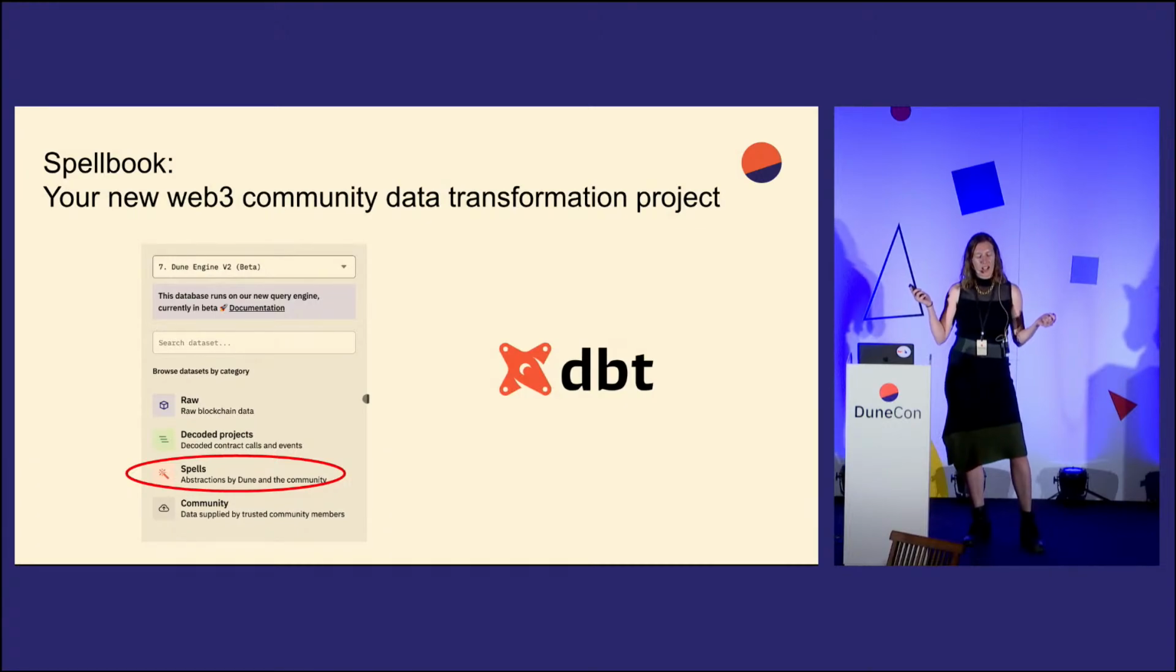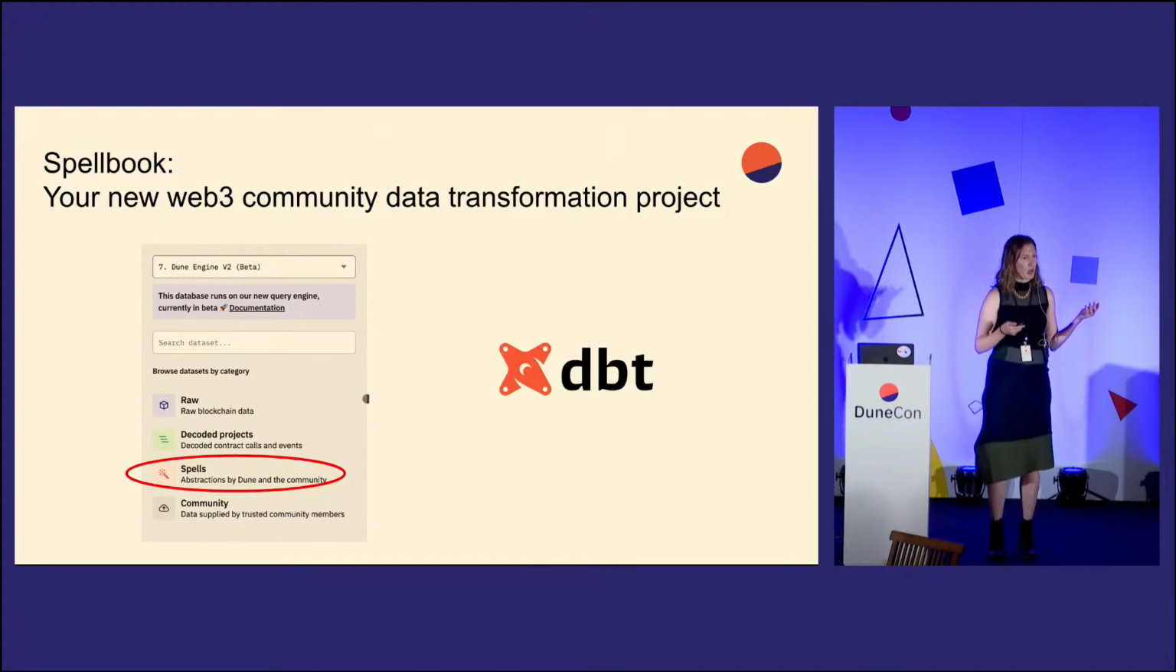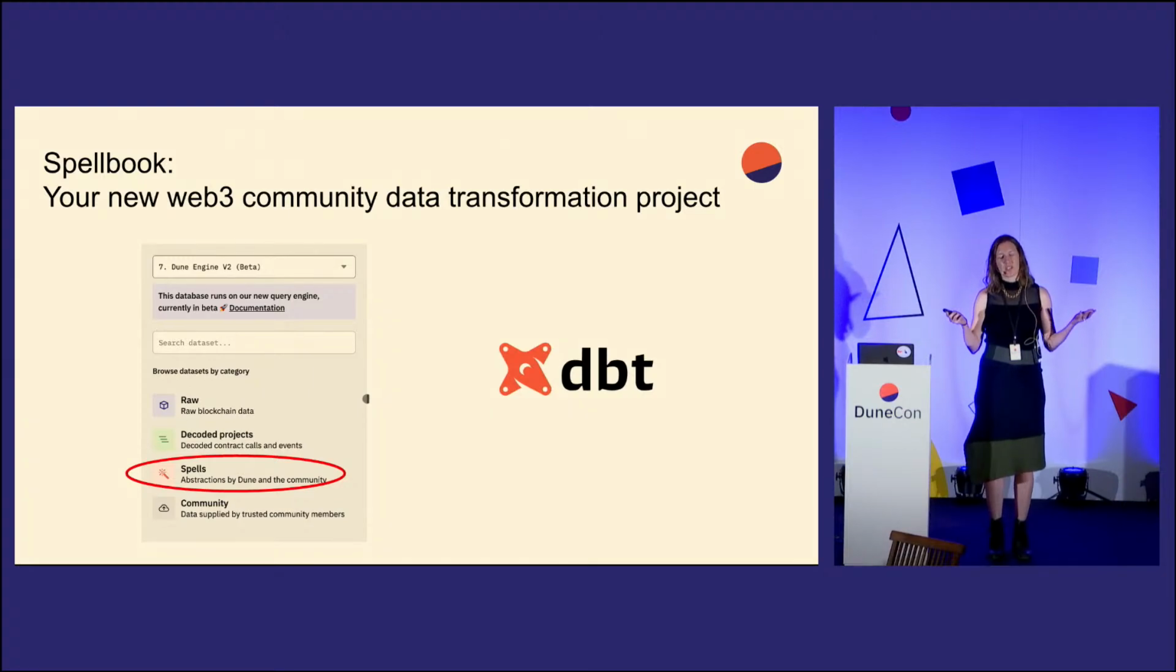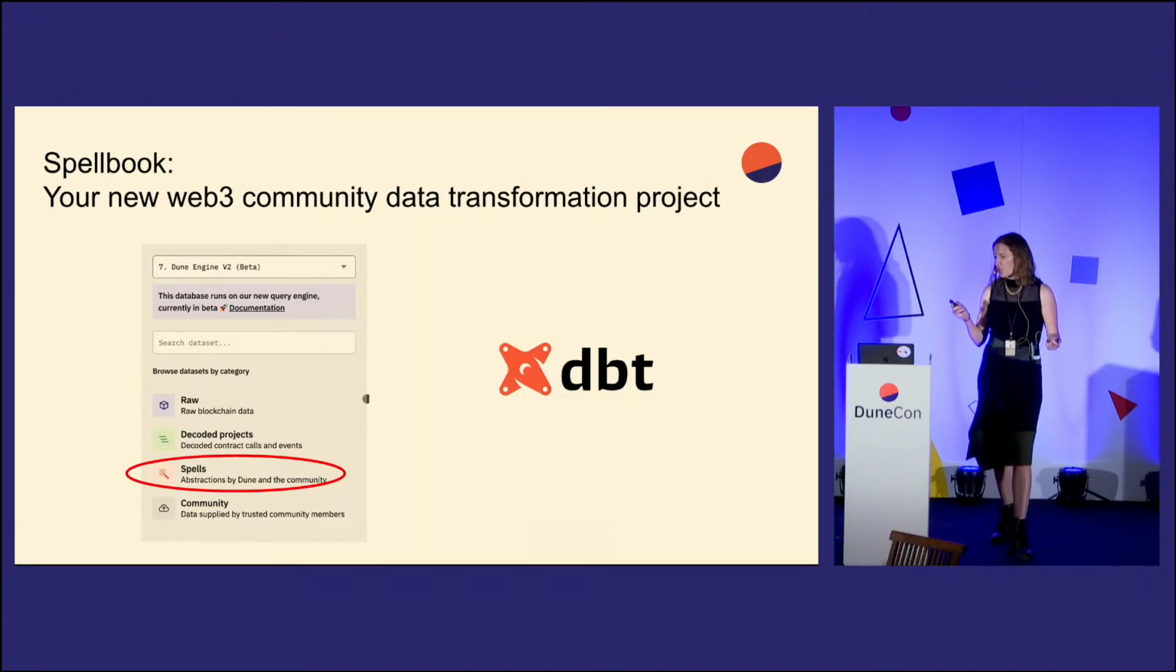So Spellbook, previously called Abstractions, is our Web3 community data transformation project. I'm sure all of you are aware of the terms ETL and ELT, and T, transformation, is what we're doing in Spellbook. We've made this big maturation of our project by converting our repo into a DBT project, data build tool, and DBT is basically an open source analytics framework that takes the best practices from software engineering and brings them into analytics engineering.